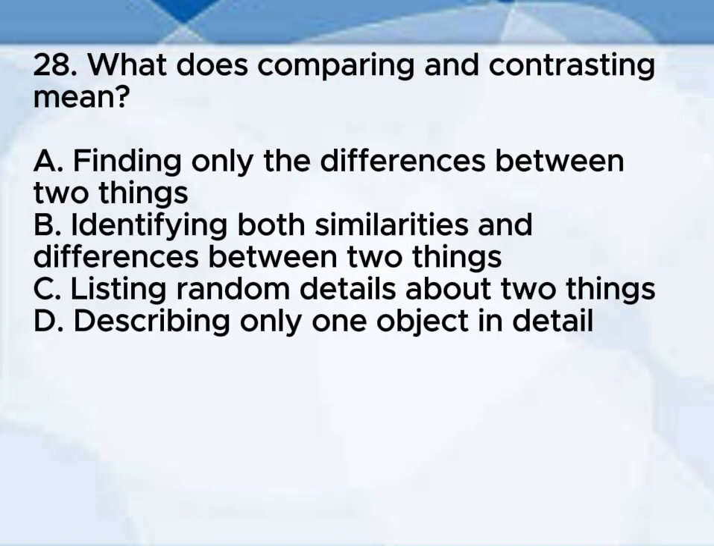What does comparing and contrasting mean? A. Finding only the differences between two things. B. Identifying both similarities and differences between two things. C. Listing random details about two things. D. Describing only one object in detail.